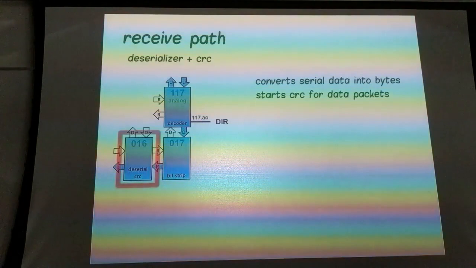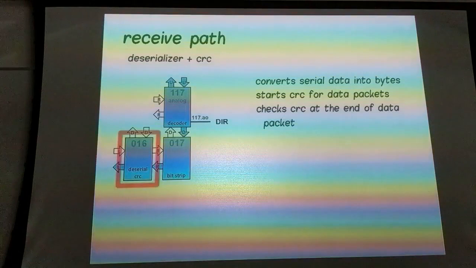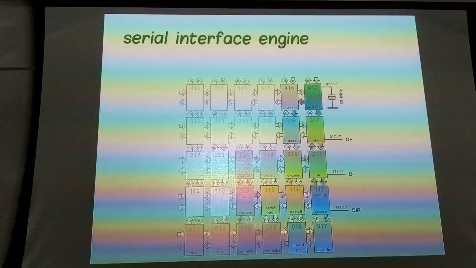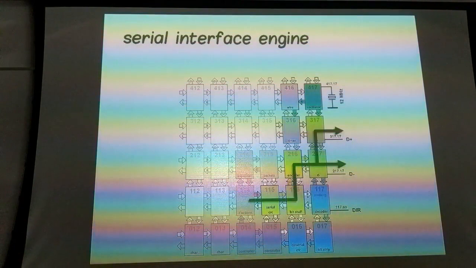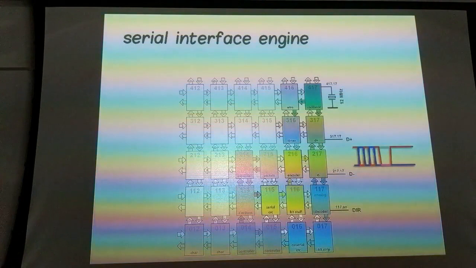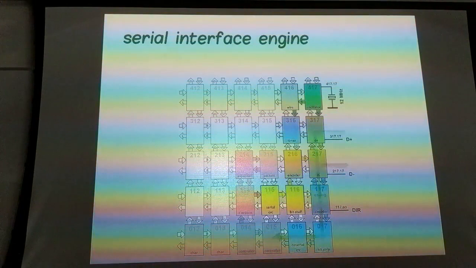After 6 consecutive 1 bits, the following bit, presumably 0, is removed from the stream. The serializer converts the serial bit stream into bytes. It starts CRC calculation for data packets and checks CRC when the whole data packet is received. Handshake packets and messages are passed without CRC calculation. And that's all that makes a serial interface engine.